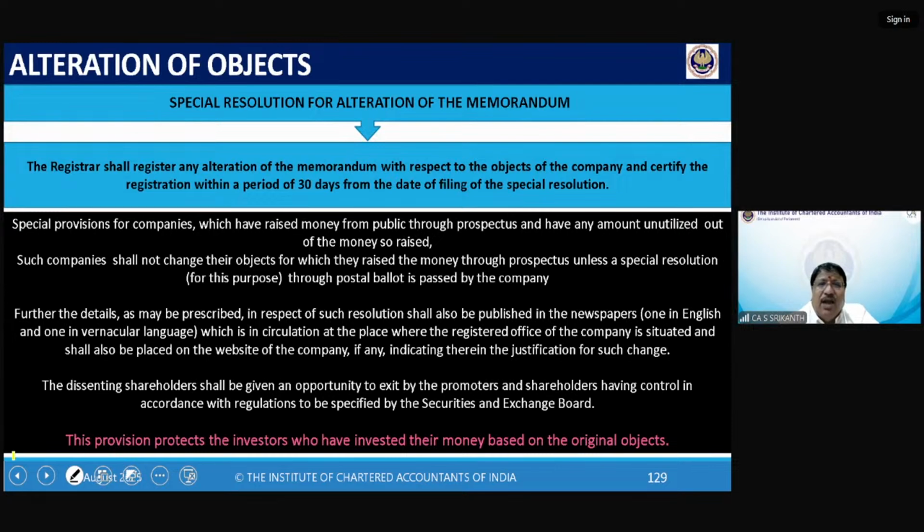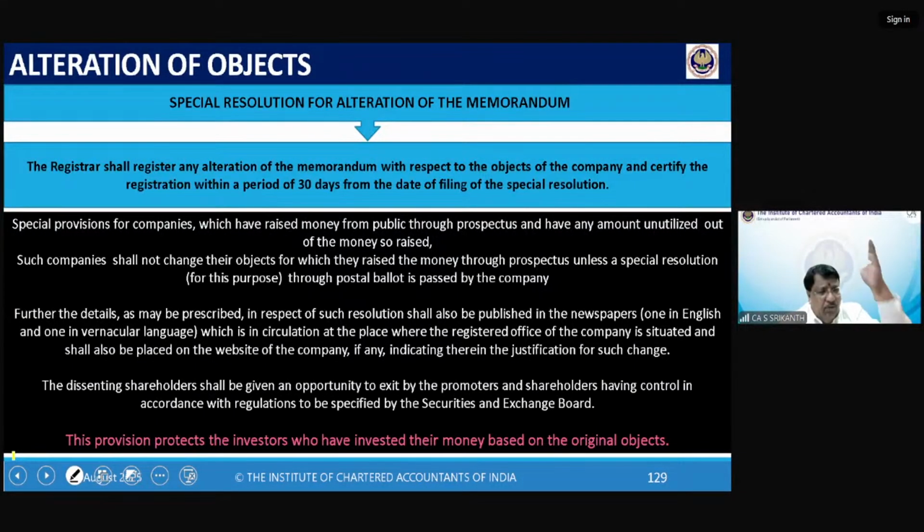So such companies shall not change the objects for which they raised the money through prospectus unless a special resolution through postal ballot is passed. The idea of postal ballot is that not only the shareholders who come to the meeting, even those sitting at home, can object. Even assuming many people have slept and some people have voted, the promoters have controlled it and passed the resolution. Got it? Even then, if any shareholder is dissenting, that is why details of the resolution should be published in a newspaper, English and vernacular.